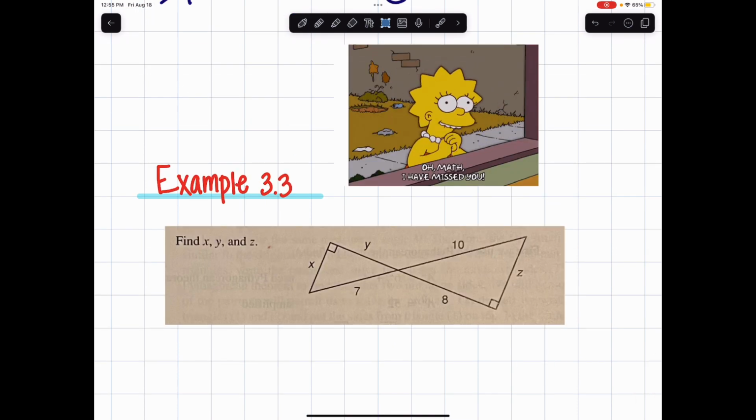Oh, math, I have missed you. Do you feel like Lisa does right now as you're doing these problems? These are so fun. I love them.